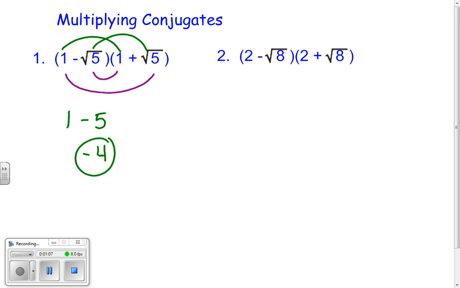You can only use this foiling shortcut when they are conjugates. If they're not conjugates, you cannot use the shortcut. So the shortcut in number 2, because 2 minus root 8 and 2 plus root 8 are conjugates, you can just do first times first, which is 4, and last times last, which is a -8. And 4 minus 8 is -4. The fact that those answers are both -4 is just a coincidence.